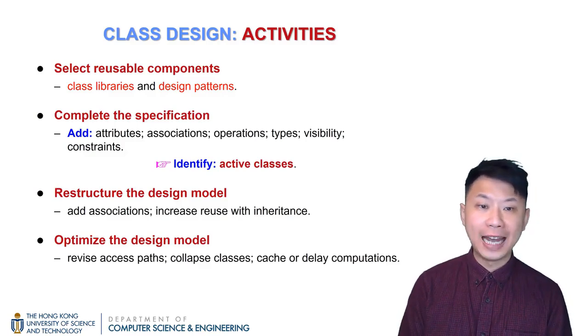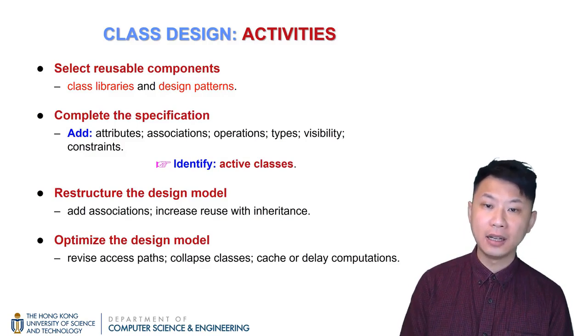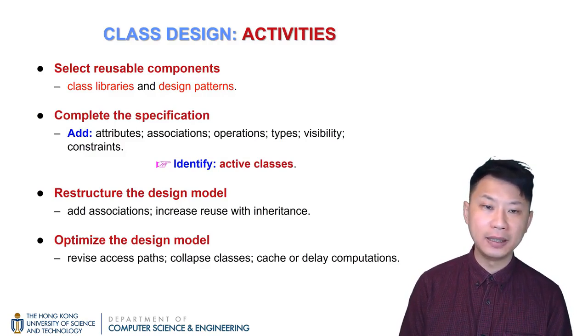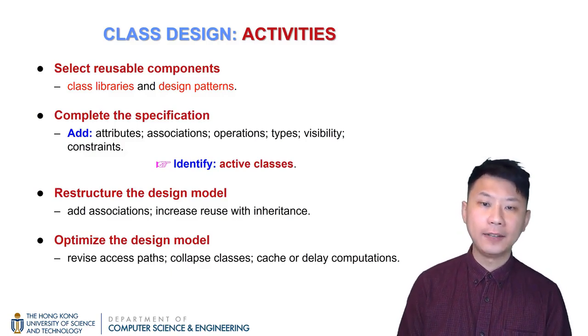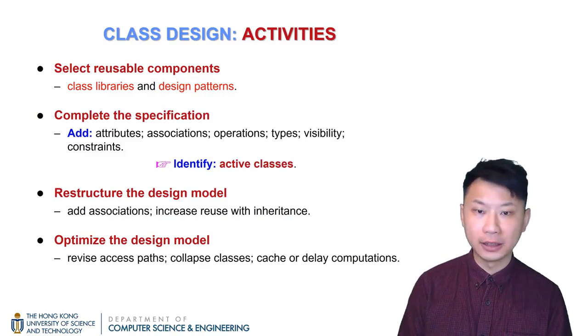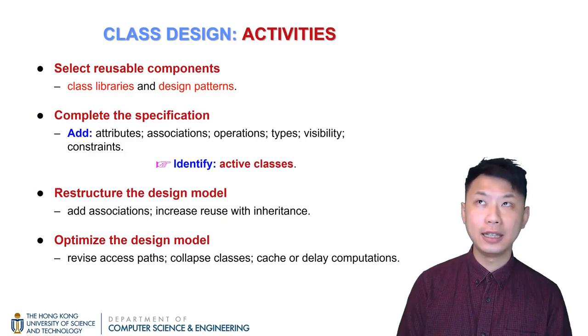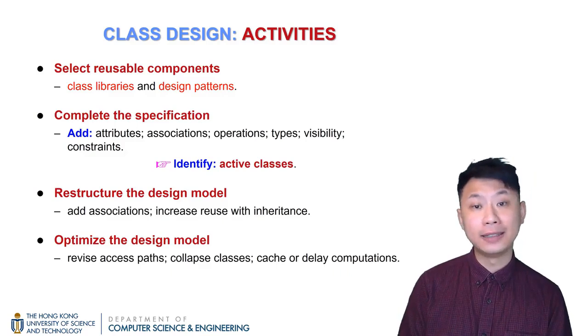For each class, you have to add attributes, associations, operations, types, reusability, and also constraints whenever possible. And also you have to identify active classes. And the definition of an active class is a class that has its own thread of control. And they are usually control classes or boundary classes. And also we have to restructure the design model. For example, add associations and increase reuse with inheritance.